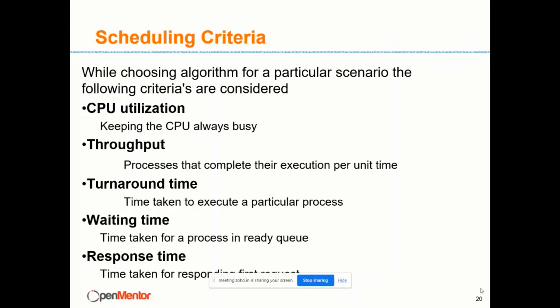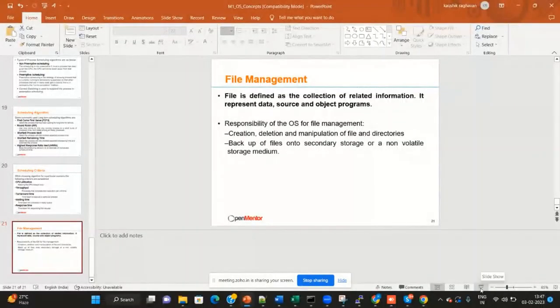Turnaround time is the time taken to complete a particular process. Waiting time is the time taken by a process in the ready queue. Suppose you have come to the ready queue and you're waiting, how much time you're waiting. The response time is the time taken for a process to respond. So this is with respect to process management.